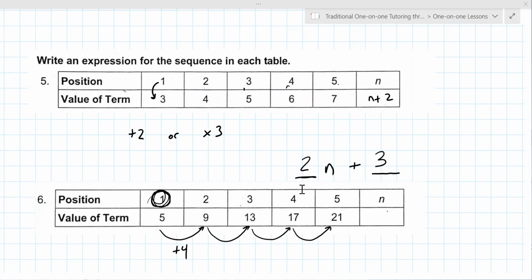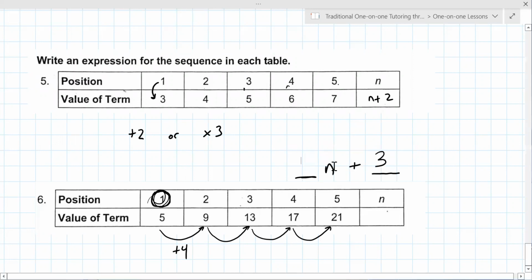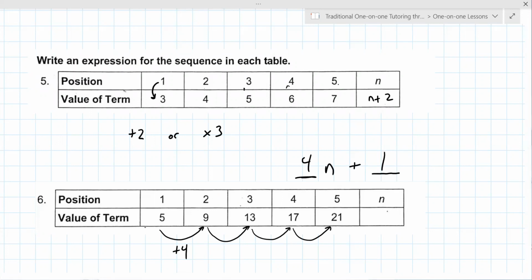No, it does not. So you've got to make a guess now. What could it be? 4n plus 1. So try that. Okay, there's one. Yeah, that'll work with the first one. Let's try this one too. Yes, I think it might be that.